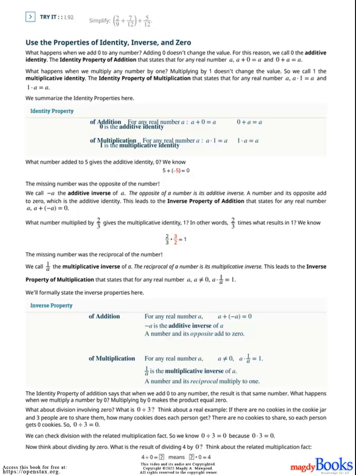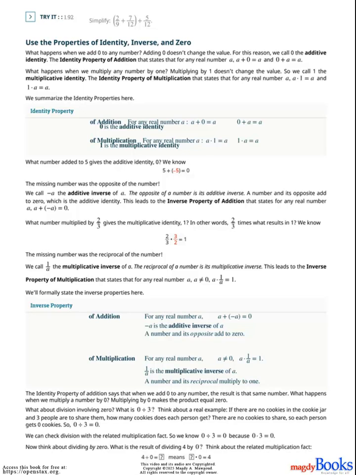We summarize the identity properties here. A. Identity property of addition. For any real number a, a plus 0 equals a, and 0 plus a equals a. 0 is the additive identity.